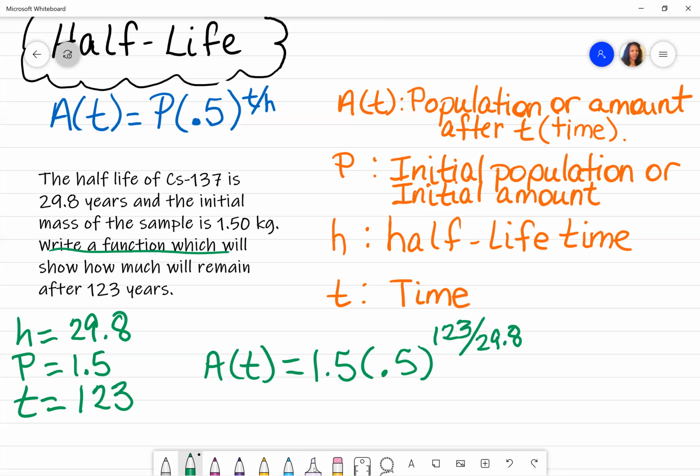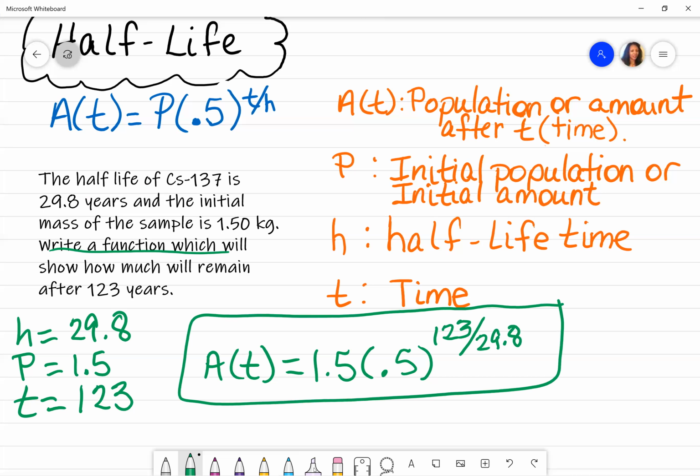29.8. So the last thing that I do want to advise or say to you is, if you were trying to solve for A of T here, make sure to put it in a calculator just like you see it. Do not try to multiply these two first and then raise the whole thing to this power, because it's going to give you a different answer. If you put it in a calculator like this, the calculator understands you only want to raise this portion to that power.